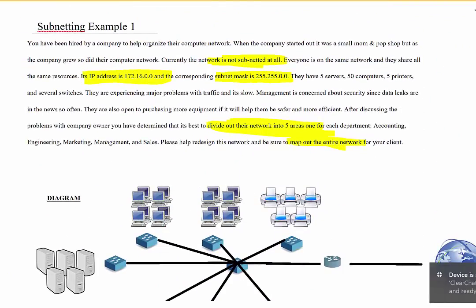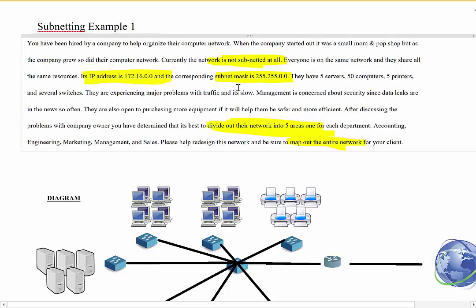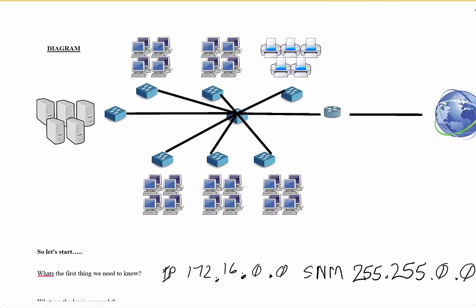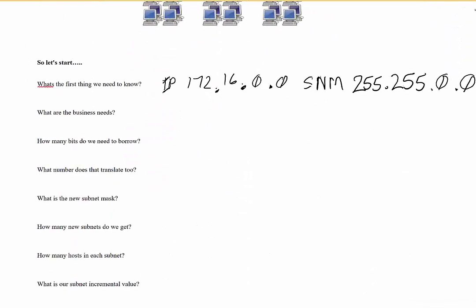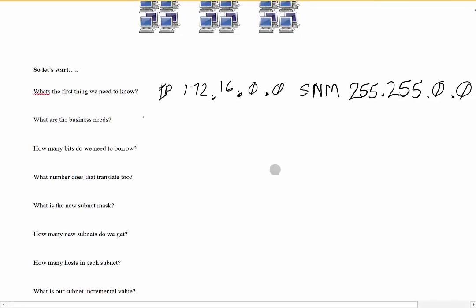So reading through all the fluff and extra information that they throw on here, we know that our business needs, this person is looking for basically 5 subnets, one for each department. So this person wants to divide out their network according to the departments. He has 5 departments. So we need to translate that. And a big part of what you do as an IT consultant is translate their business needs into IT needs. So I'm going to write out 5 subnets.